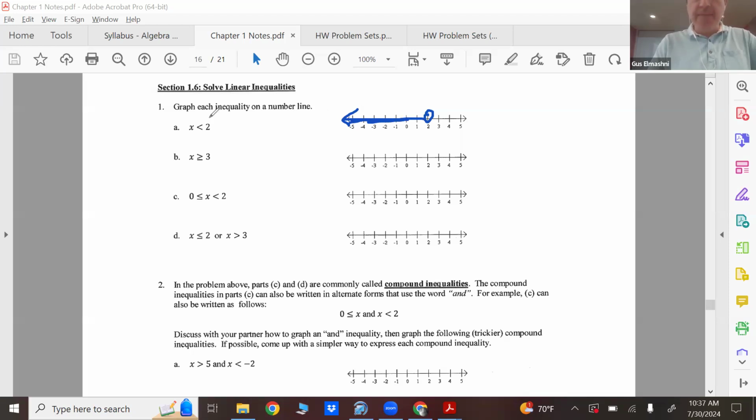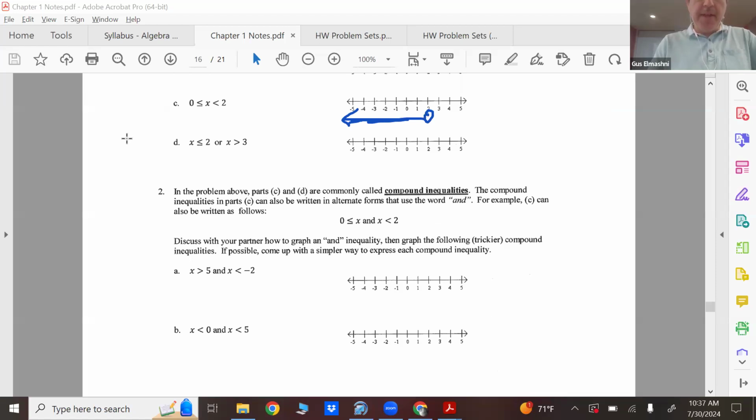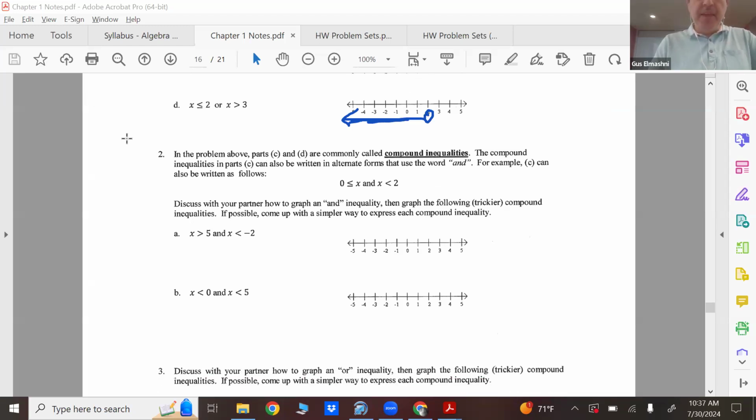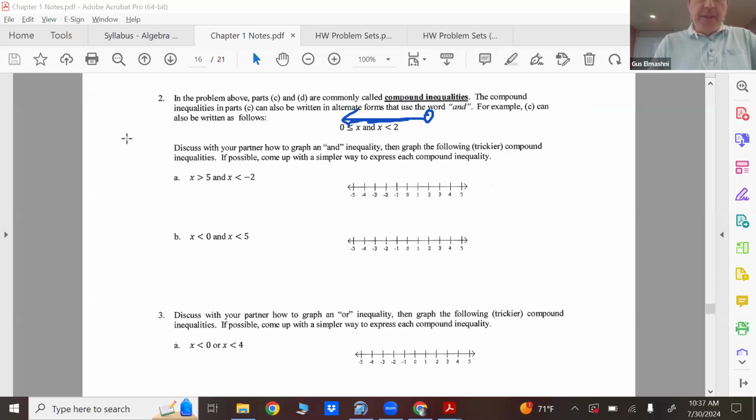Greater means you go to the right. And if it's greater than or equal to, or less than or equal to 2, you make sure your circle is filled in. For C and D, we'll talk about those in class, but if you're in between two numbers, you're going to shade in between 0 and 2. If you're going to the left of one number and to the right of another number, then your arrows will go in opposite directions. Those are called compound inequalities. So C and D are examples of that.